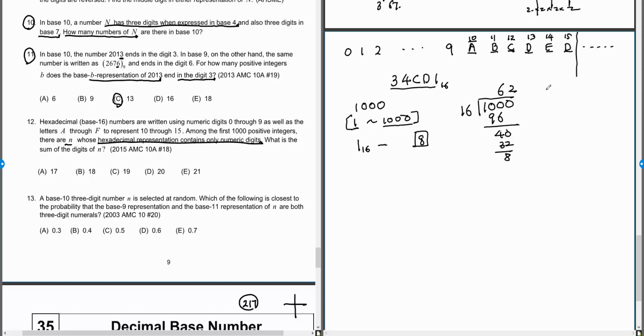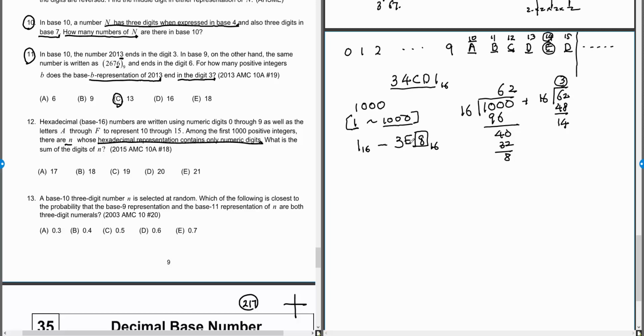Now find the next number. From here, 62 divided by 16 is 3, 3 times 16 is 48, and the remainder is 14. But we cannot use 14. Instead of using 14, we use E. So the next number is E. Now you have 3 over here, which is less than 16. That is the largest number in base 16: 3, E, 8.